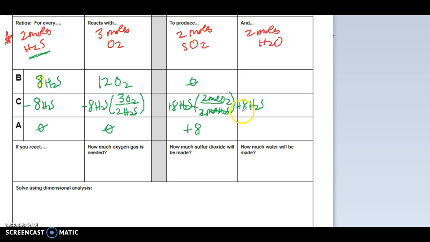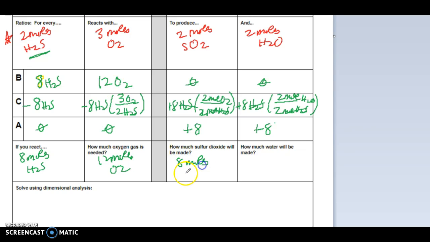I started with nothing. Okay, the products always start with nothing, and then I have 2 moles H2S, 2 moles H2O. Again, that's going to be a 2-to-2 ratio or a 1-to-1, so I'm going to get 8 moles of that. Okay, so if I react 8 moles of hydrogen sulfide, I need 12 moles of O2. I get 8 moles of SO2, and I get 8 moles of H2O. Okay? Right? Okay, and then dimensional analysis, this is the easy part.